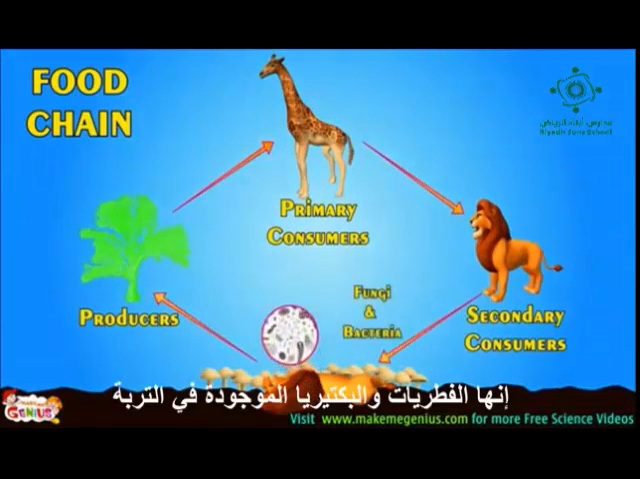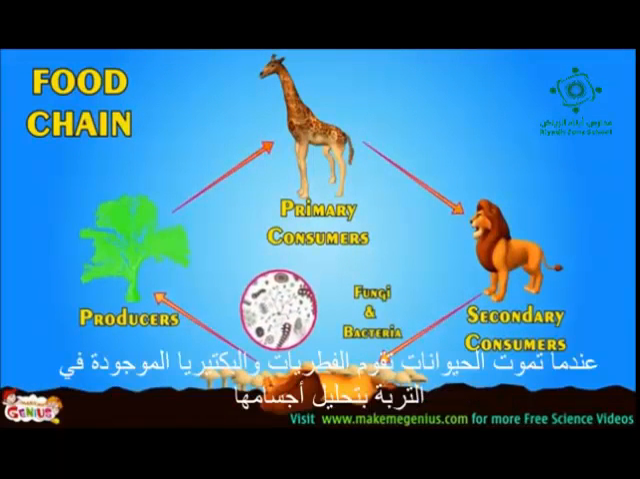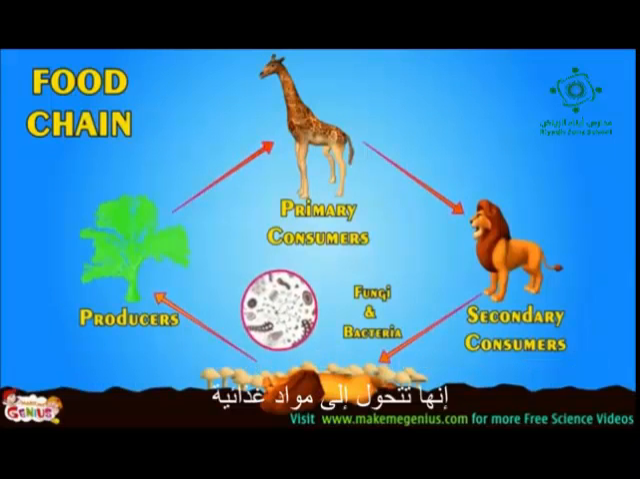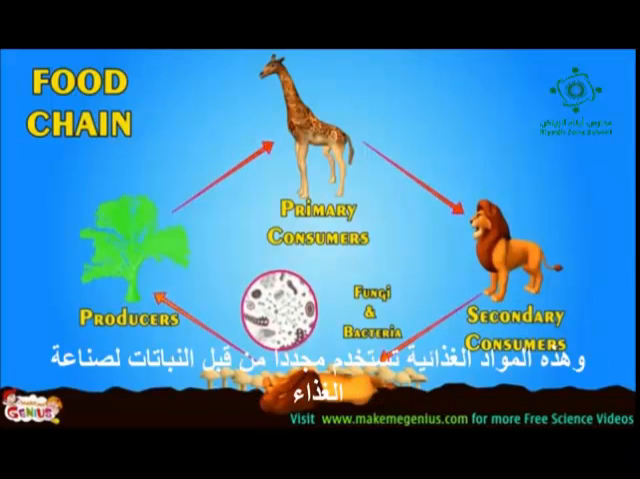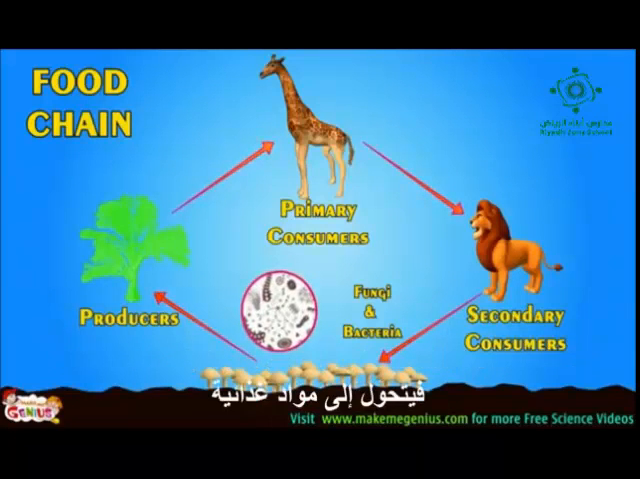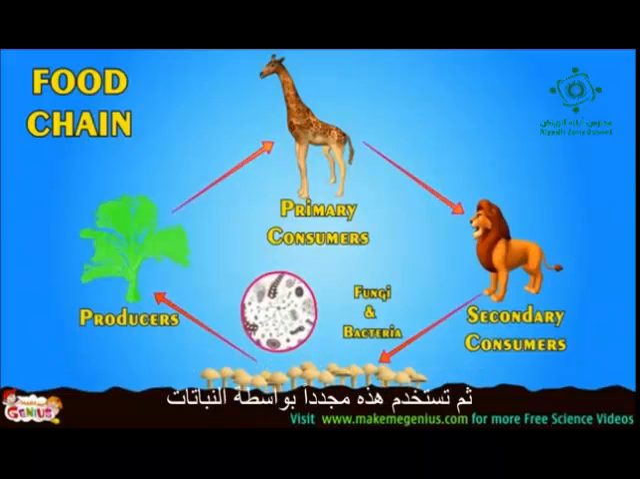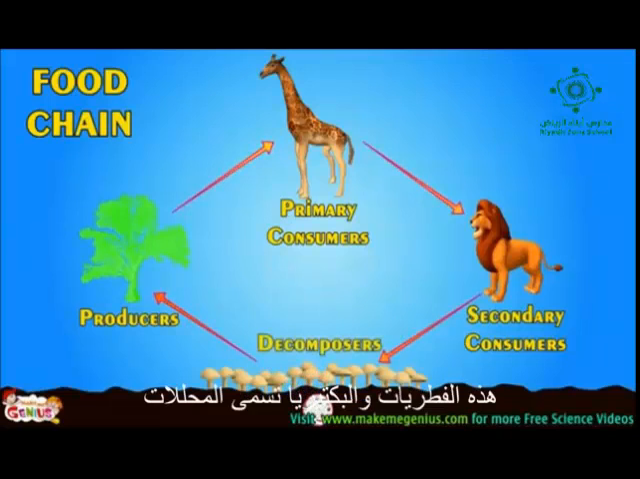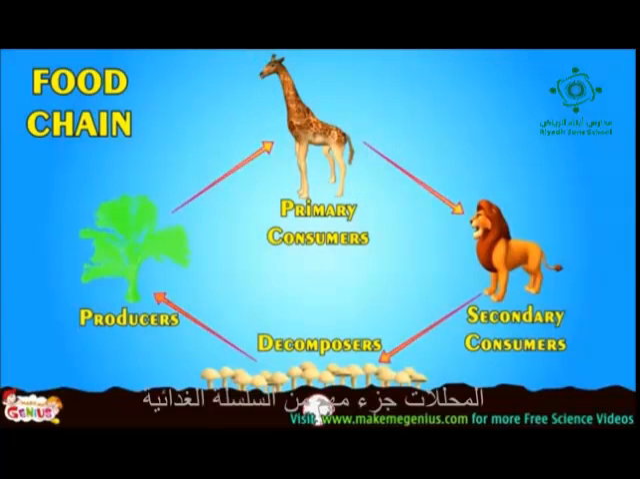Now, there is one more part of this food chain. These are fungi and bacteria in soil. When animals die, these fungi and bacteria in soil decompose their dead bodies. They become nutrients. These nutrients again are used by plants to make food. See here, when a lion dies, its body is decomposed in soil by bacteria and fungi, and it turns into nutrients. Then, these are again used by plants. These fungi and bacteria are called decomposers. Decomposers are an important part of the food chain.